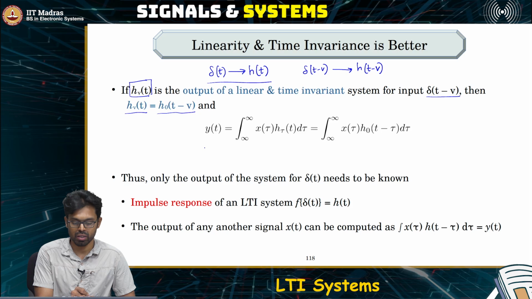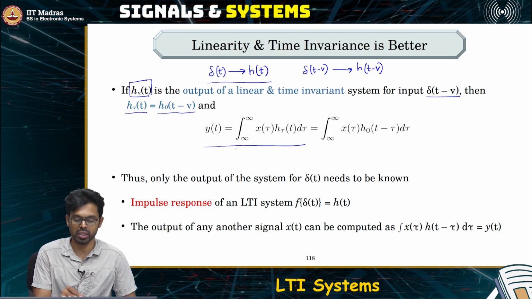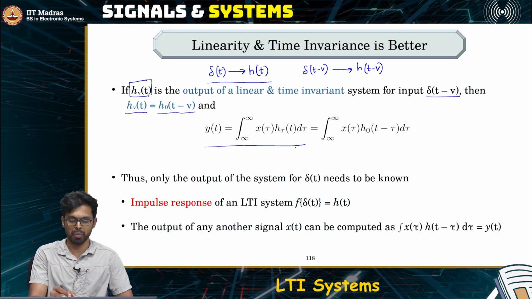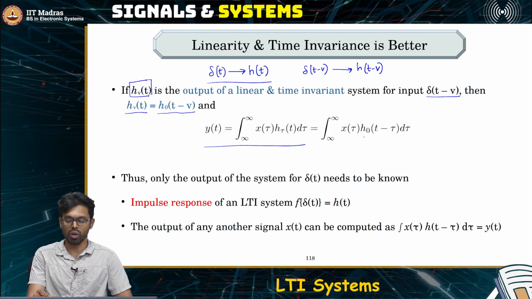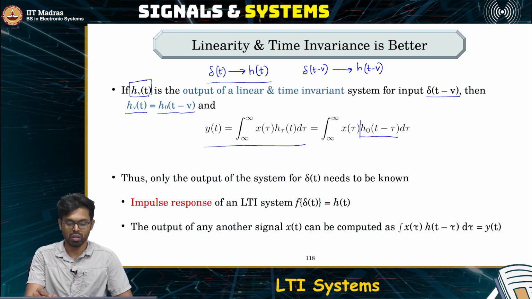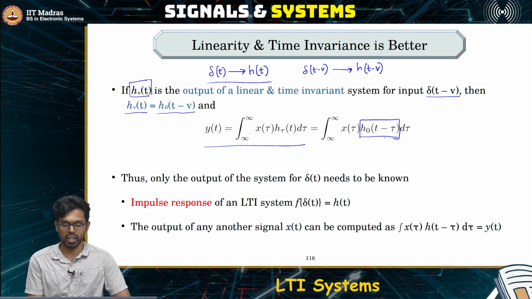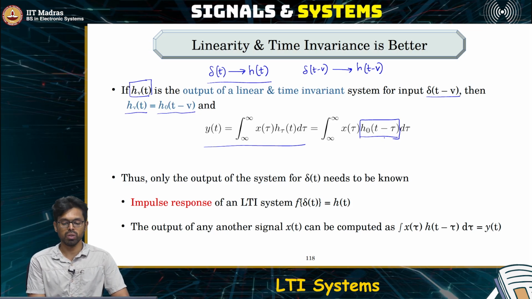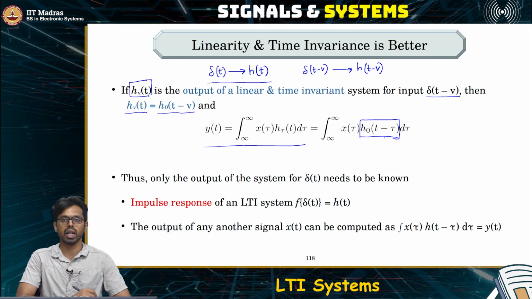So plugging that back into our equation of the output. Remember, this is what we got using the linearity property. Now we'll simplify that further with the time invariance property. Now we'll just replace this h tau of t with h naught of t. This is nothing but the output for the impulse which is shifted by tau seconds. Okay. So now this tells us we need to know the system's output for only one single signal, and that signal is the Dirac delta function.